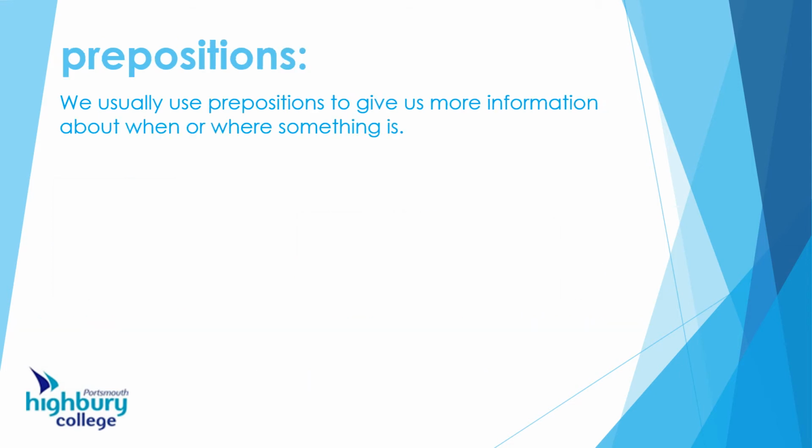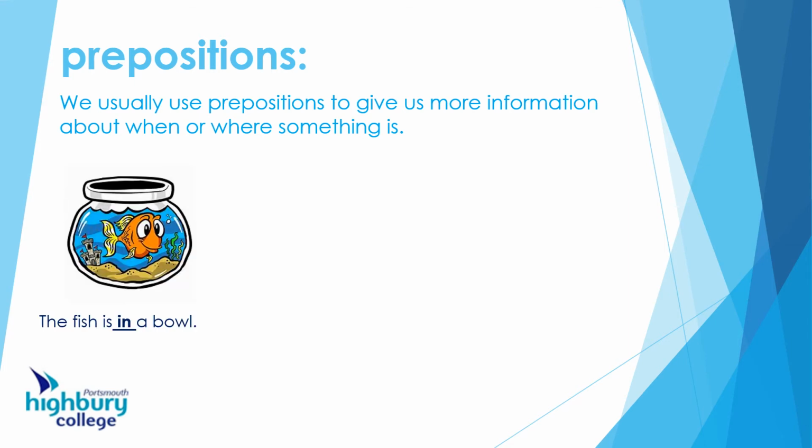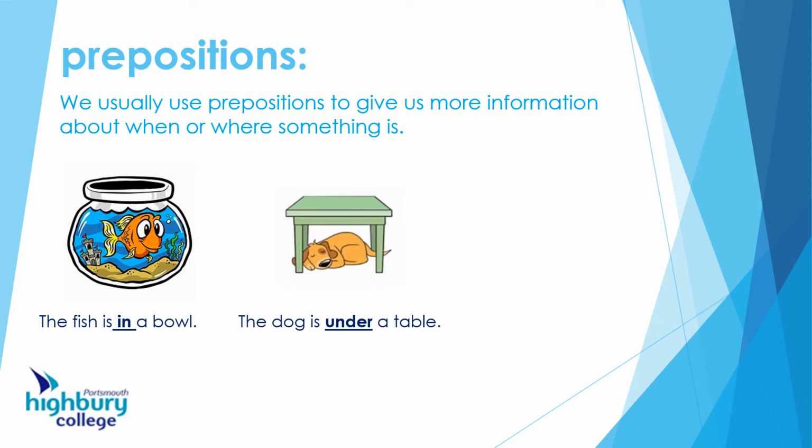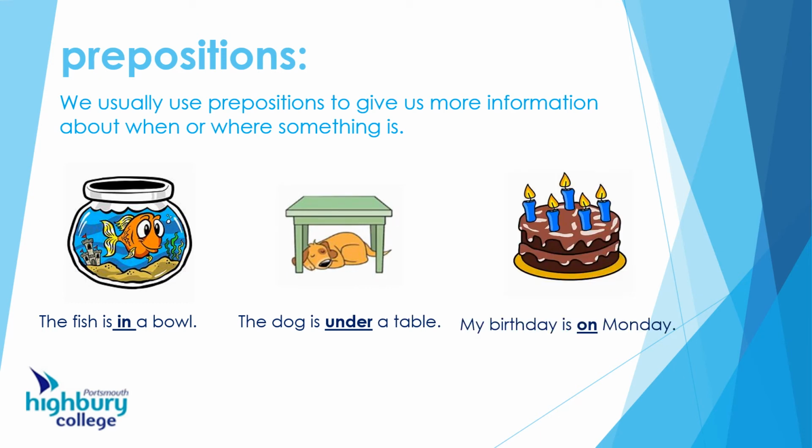Okay, prepositions. There are lots of different types of prepositions in English. Some of them are easy to use, some of them are a little bit more difficult. We usually use prepositions to give us more information about when or where something is. There's a picture. So the fish is in a bowl. The dog is under the table and my birthday is on Monday. So the prepositions tell us where and when something is.